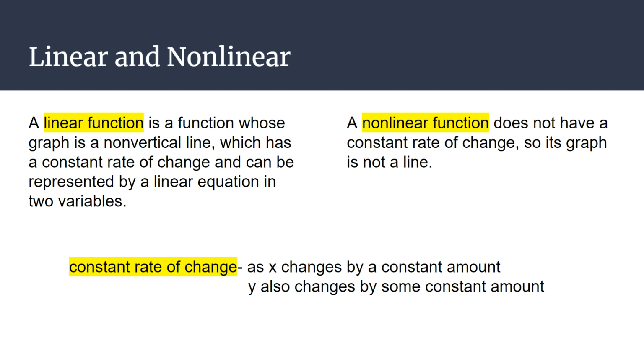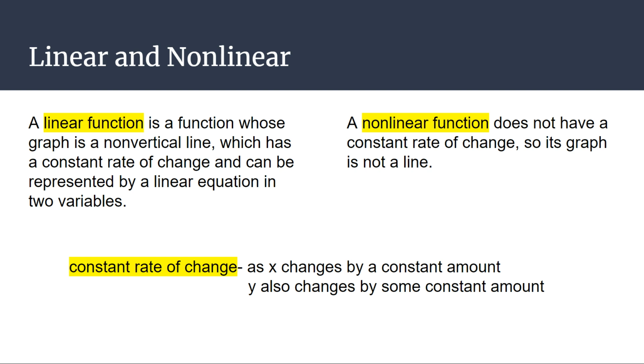So a linear function is a function whose graph is a non-vertical line which has a constant rate of change and can be represented by a linear equation in two variables. So it can't be a vertical line. Constant rate of change from last year, hopefully you remember that means slope. So it's a line that's not a vertical line that has slope and can be written in an equation with x and y. Those are our two variables.